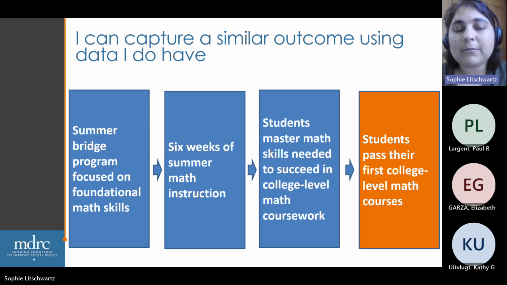So if I think about my program, sometimes I'm not always going to be able to use the outcome I most want, but I can think more broadly. The reason I want the students to master the skills needed to succeed in college level coursework is because I eventually would like them to pass that coursework, and I might have more access to that data.